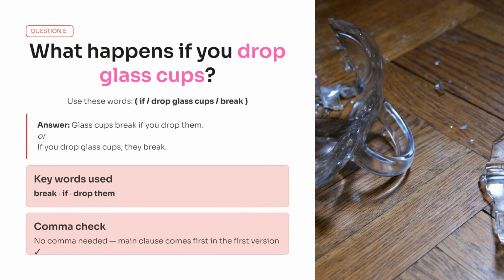Look at question 5. What happens if you drop glass cups? Using the clue words if, drop glass cups, and break, our answer is glass cups break if you drop them. Or if you drop glass cups, they break. No comma is needed when the main clause comes first.